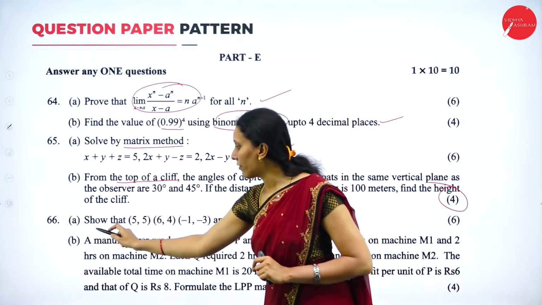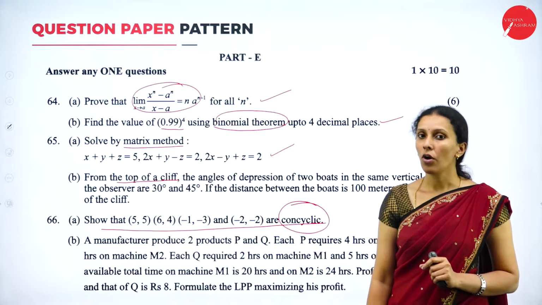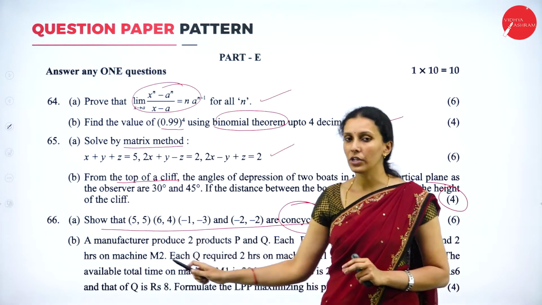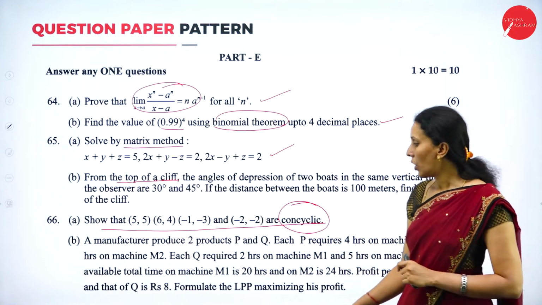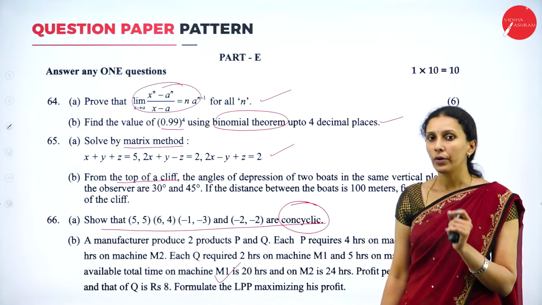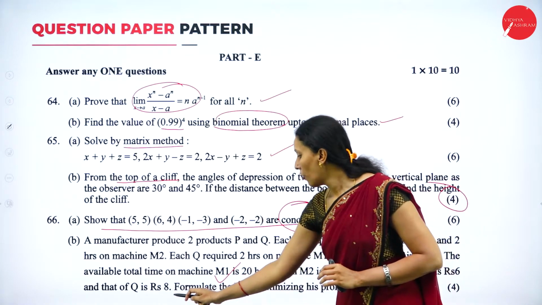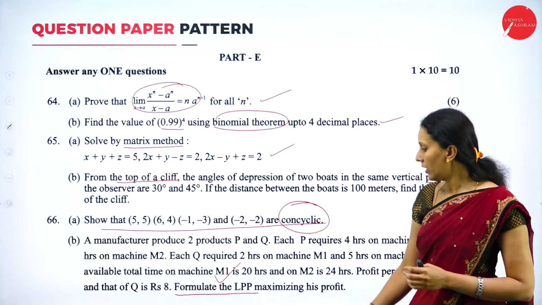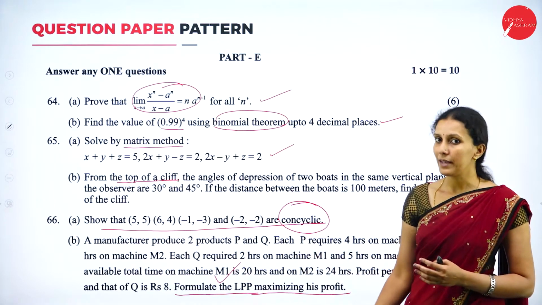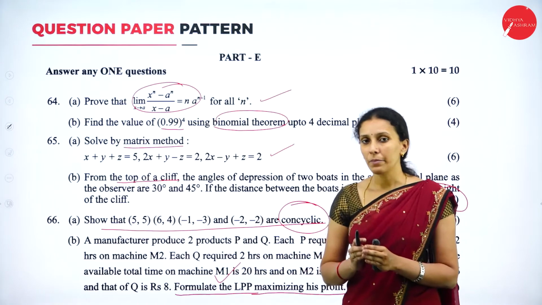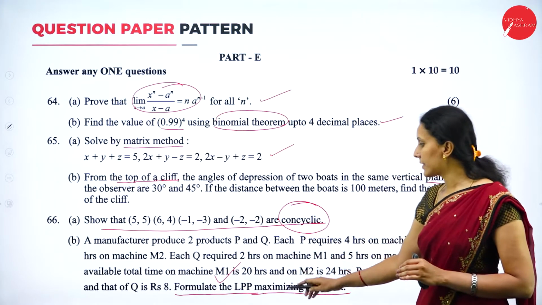And the last one will be from the chapter circles. Most probably they will ask you to show that the points are concyclic. They may give you 4 different points here. You have to show that they are concyclic. So this is a 6 mark question, and along with that you will get one LPP formulation programming problem. That is, here you don't need to solve by graphical method. You are supposed to formulate the LPP here for whatever the condition is given, either for maximizing the profit or minimizing the cost. So by understanding the statement problem, you are supposed to formulate linear programming problem. Solution is not necessary. Hence this carries 4 marks.